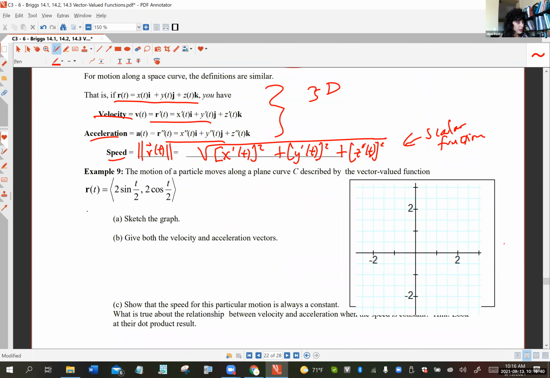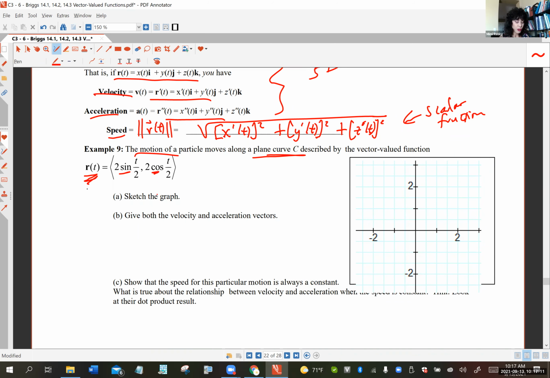Okay, let's do an example, and then we'll do a lot more examples. Let's say you're simulating motion in the plane, so in 2D, and your plane curve C is described by this vector valued function with components 2 sine of t over 2 and 2 cosine of t over 2. Sketch the graph. Well, you can go on your graphing calculator like we did last time, because this is a 2D vector valued function. And since you are graphing trig, make sure you're in radians mode.